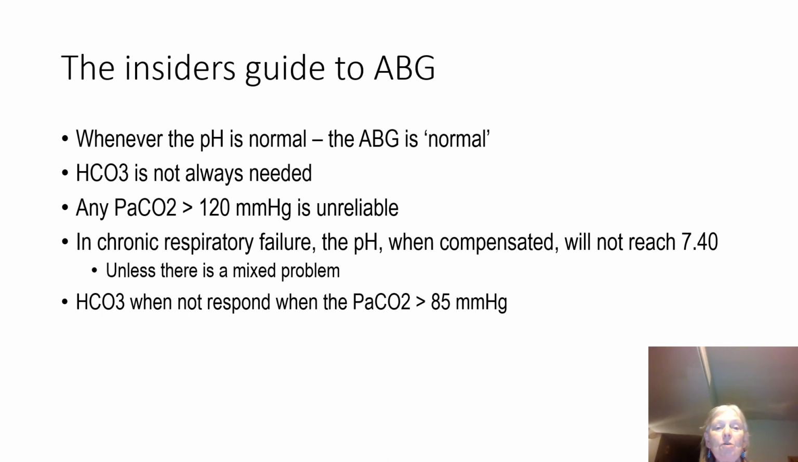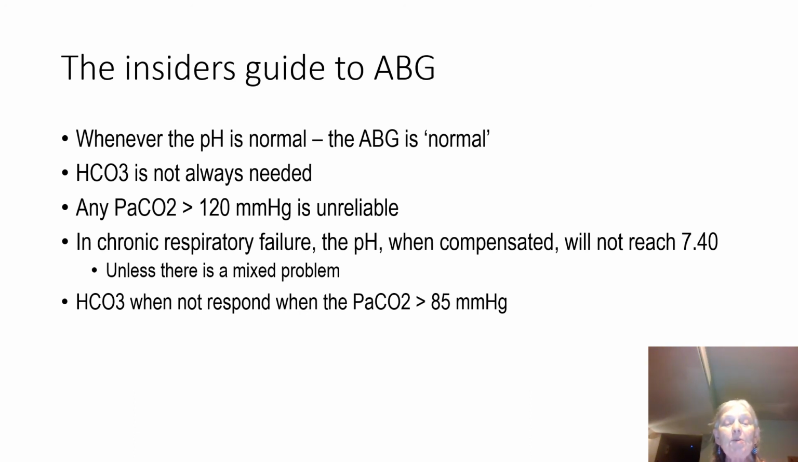Any PaCO2 greater than 120 millimeters of mercury is unreliable. You don't know where it is. We saw that the last time on that last example. The PaCO2 would have been up around 173, way high. Machines don't read that high, and as a result of that, we're not sure where they are at that particular point.